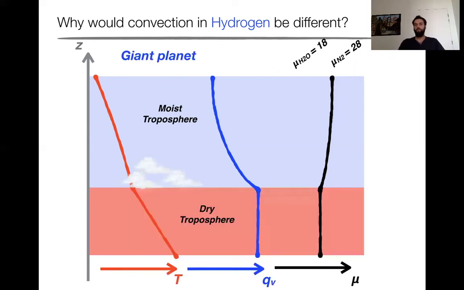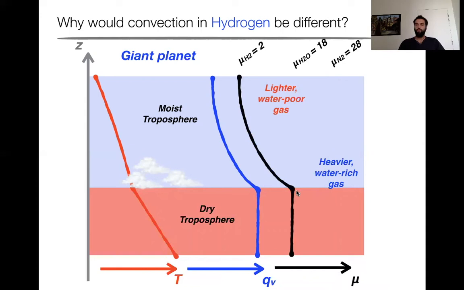But what happens when you go on a giant planet or a hydrogen-dominated planet? Well, there is one effect which is important, which is that you have a dry troposphere down there. But it's not the main effect. The main effect is that your background gas is now H2. And the problem is that now you have a reversal of this mean molecular weight gradient. So you have heavier water-rich gas down there and lighter water-poor gas up there. And you can show that it creates inhibition for the convection, which is much harder to start.